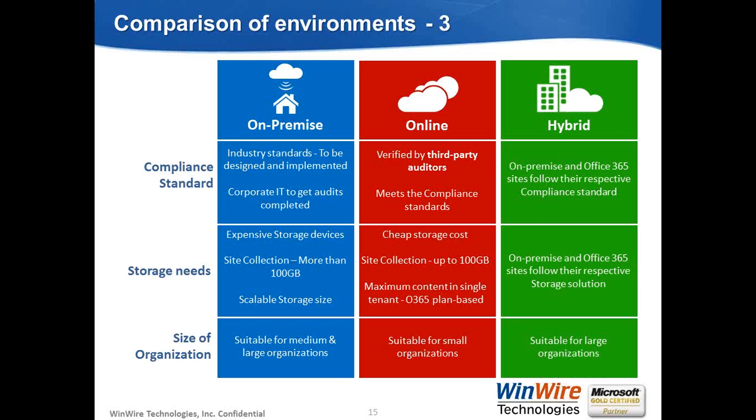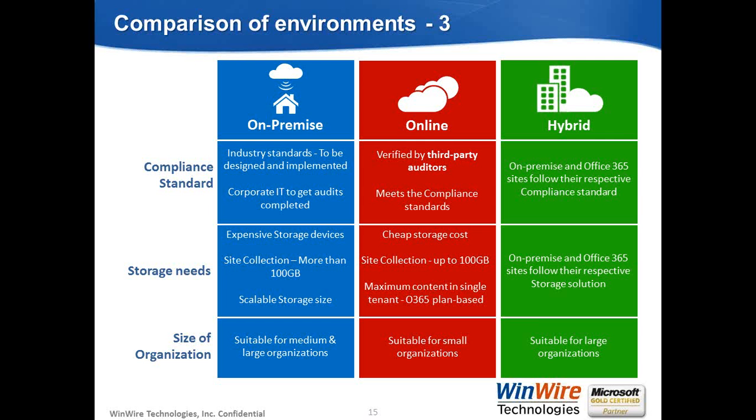So the next one is looking at the compliance standards. Any of the industry standards that need to be put in place for the on-premise version need to be designed and implemented. The corporate IT team has to get the audits completed. On the online version, the verification of the standards is already being done with third-party auditors, and the online version already meets 5 different compliance standards. Chandra did mention those, like the EU model clauses, or HIPAA, or FISMA. FISMA is the Federal Information Security Management Act. In terms of the hybrid version, the on-premise and the Office 365 sites follow their respective compliance standards.